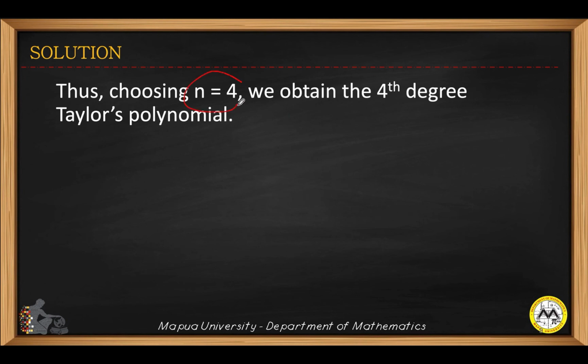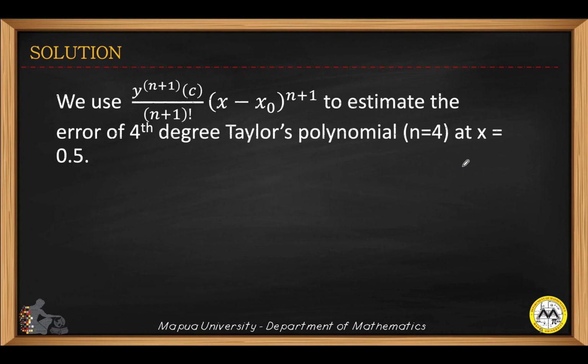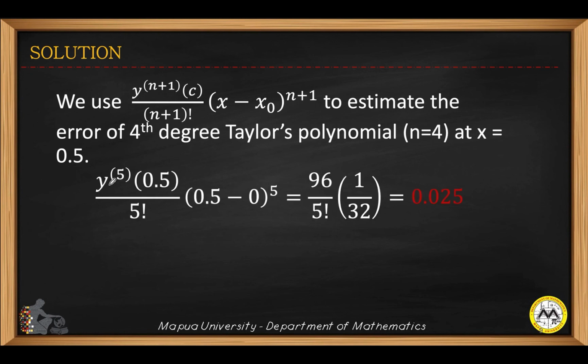We obtain a fourth degree polynomial. So substituting in the Taylor's expansion, we get the following. So this is your approximating solution to the given differential equation. Now, let's approximate the error. Using this quantity, we use the fifth degree. At n equals 4, the next degree will be the fifth degree at x equals 0.5. So we have the following.